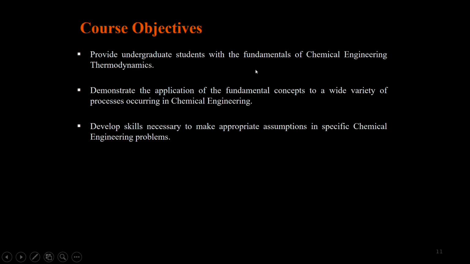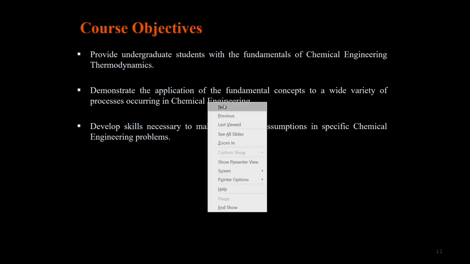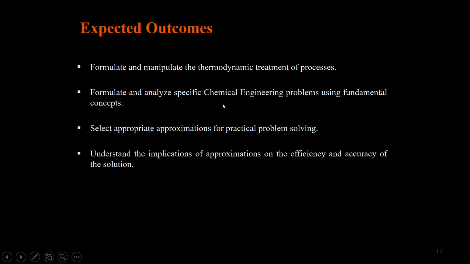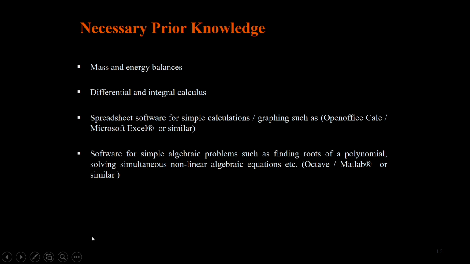So the objective of the course is to provide undergraduate students with fundamentals of thermodynamics, and then demonstrate its application to a wide variety of processes that occur in chemical engineering, and develop skills that are necessary to make appropriate assumptions for specific chemical engineering problems. Once you successfully complete these objectives, the expected outcomes are that one would be able to formulate and manipulate thermodynamic treatment of chemical processes, select the appropriate assumptions and approximations for practical problem solving, and understand the implications of such assumptions on the accuracy of the solution.